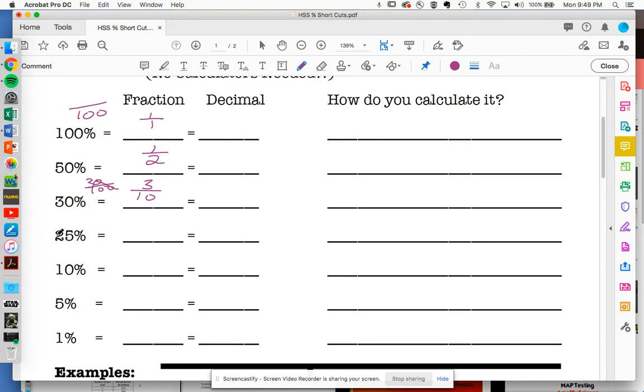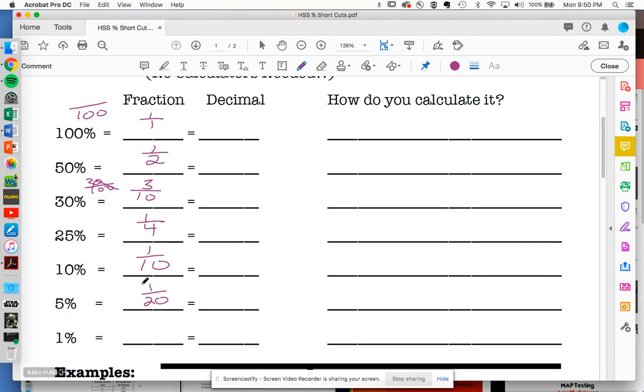We all know that 25% is 25 out of 100, which reduces to 1/4. 10% would be 10 over 100. One of each of the zeros cancel out, so we're left with 1 over 10. If we move down here, think of how many nickels are in a dollar or how many $5 bills are in a $100 bill. We would know that would be 5 over 100, or reduces down to 1 over 20.